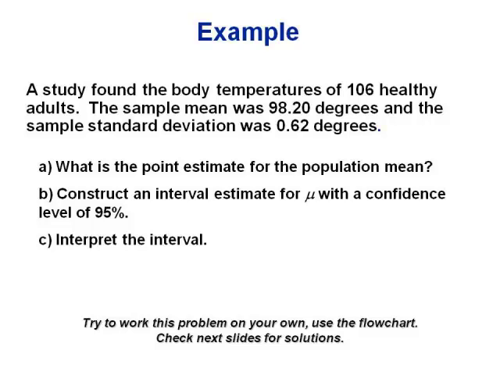So here's an example. A study found the body temperatures of 106 healthy adults. We've got a sample mean of 98.20 and a sample standard deviation of 0.62. So let's go ahead and construct a 95% confidence interval. If you want to, you can pause this and try that on your own first.